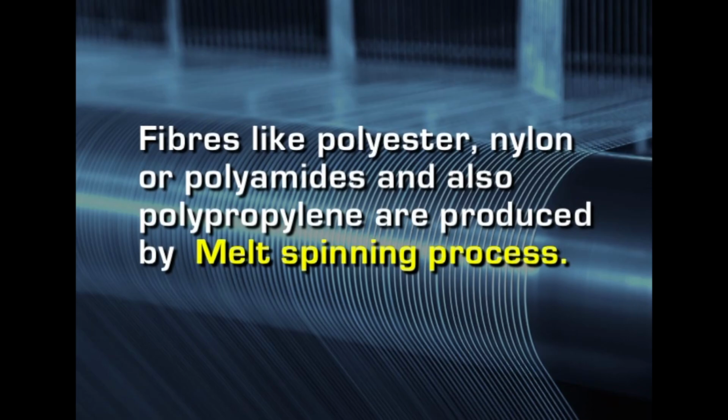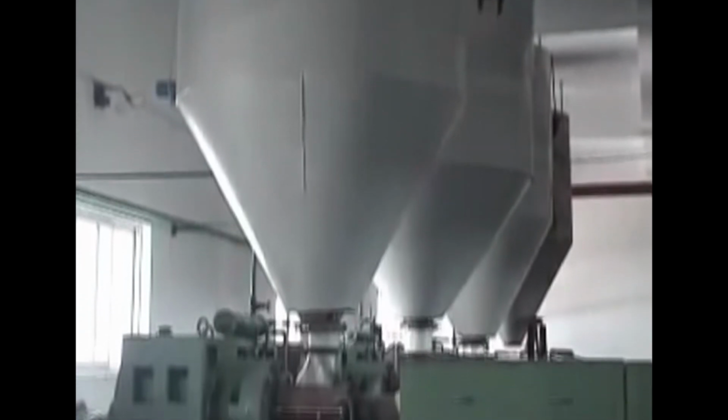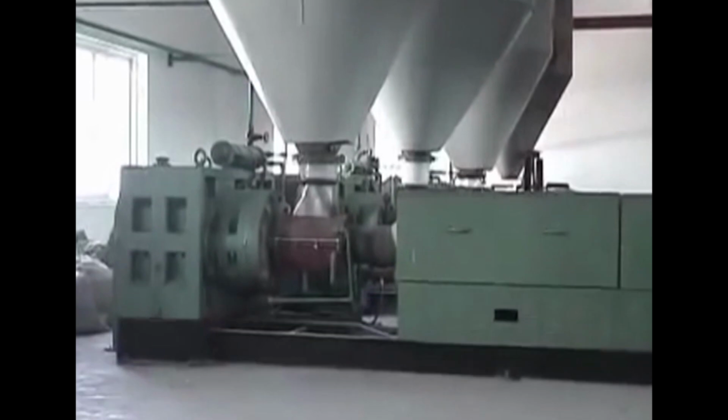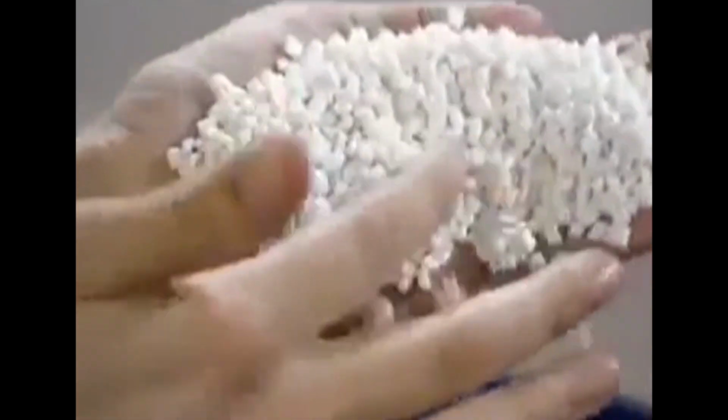It is also very inexpensive, because we are not using any solvent, and solvent recovery is not required in this method, so this is the most inexpensive method. Fibers like polyester, nylon or polyamides and also polypropylene are produced by this melt spinning process. First, polymer chips come from the chemical factory and are placed in a hopper. Several chips from different machines are brought in and put through the hopper, where they get mixed to get a uniform polymer, and then they are made to fall on a hot grid.